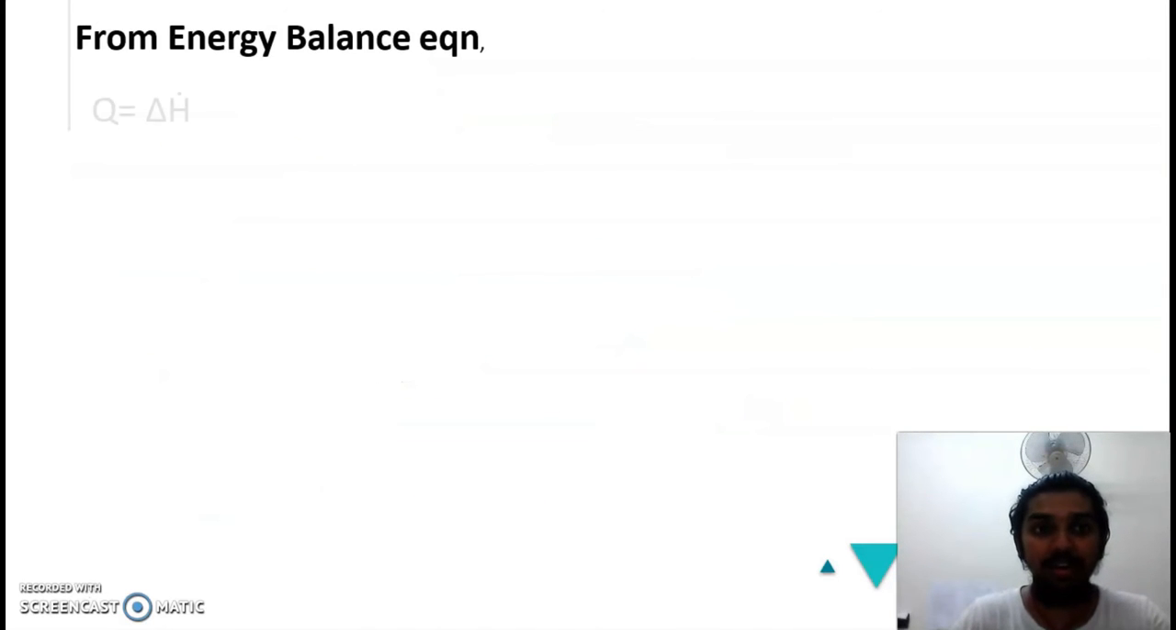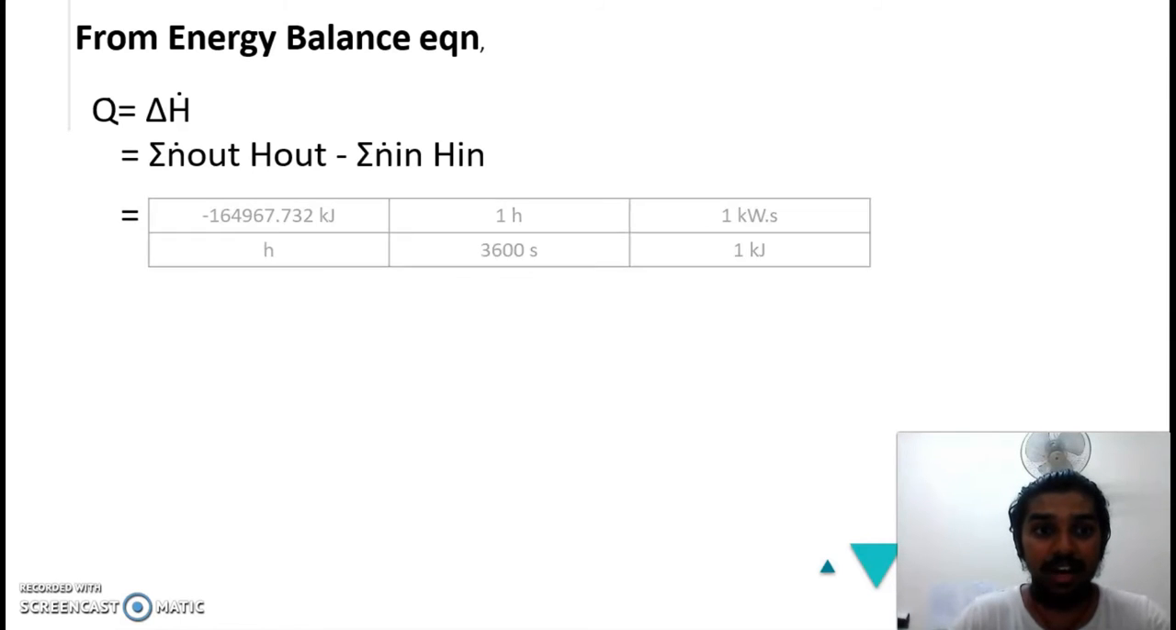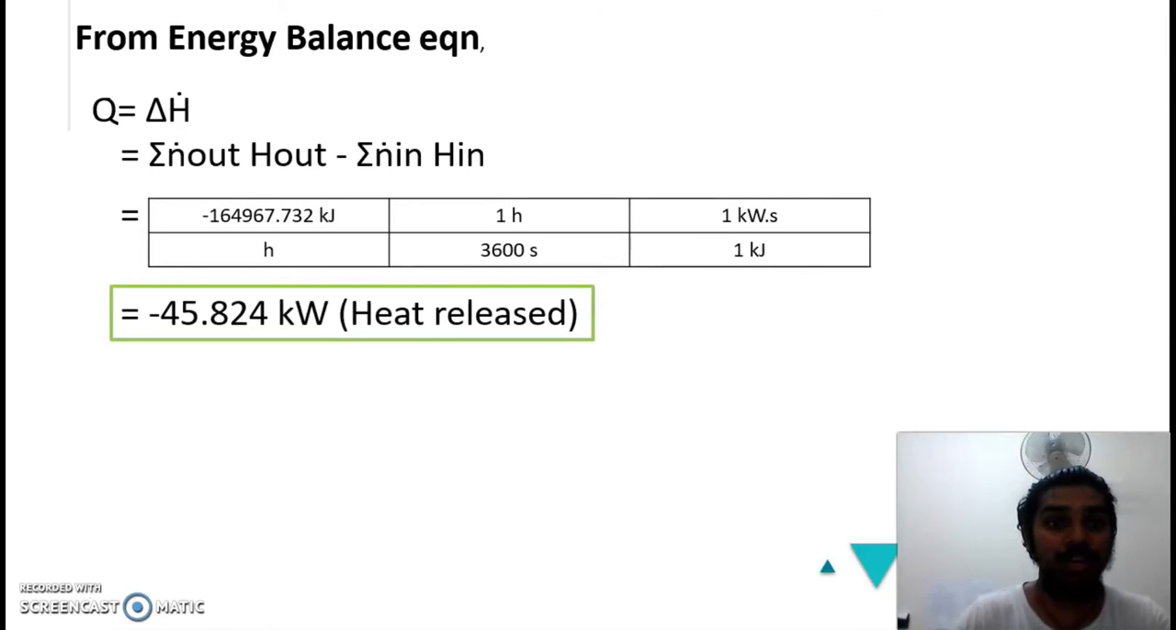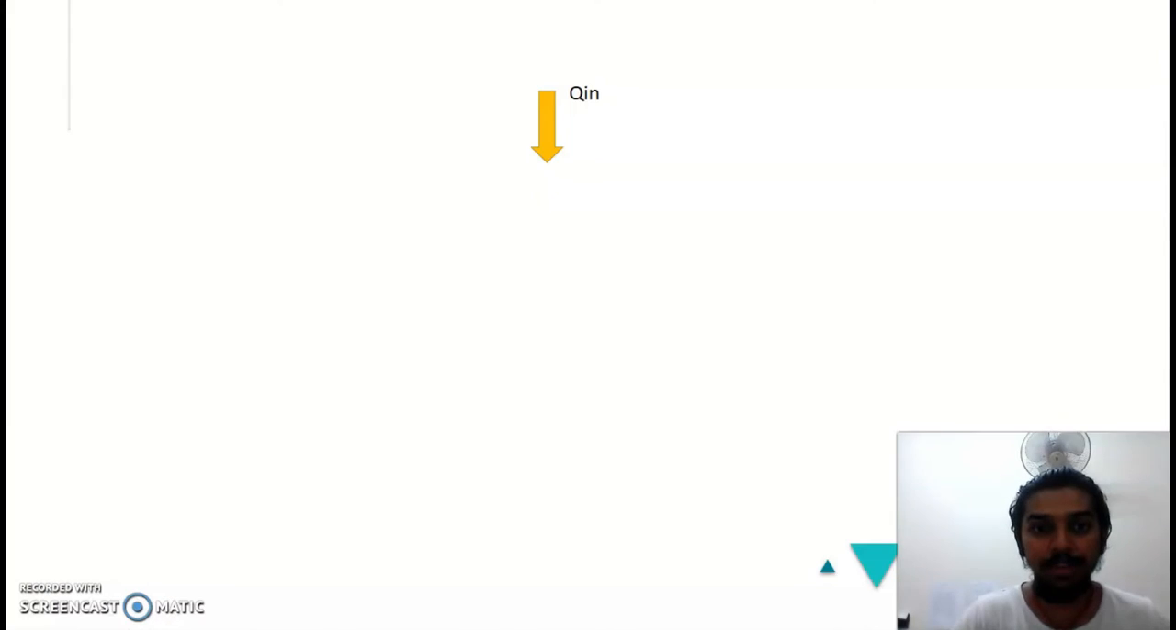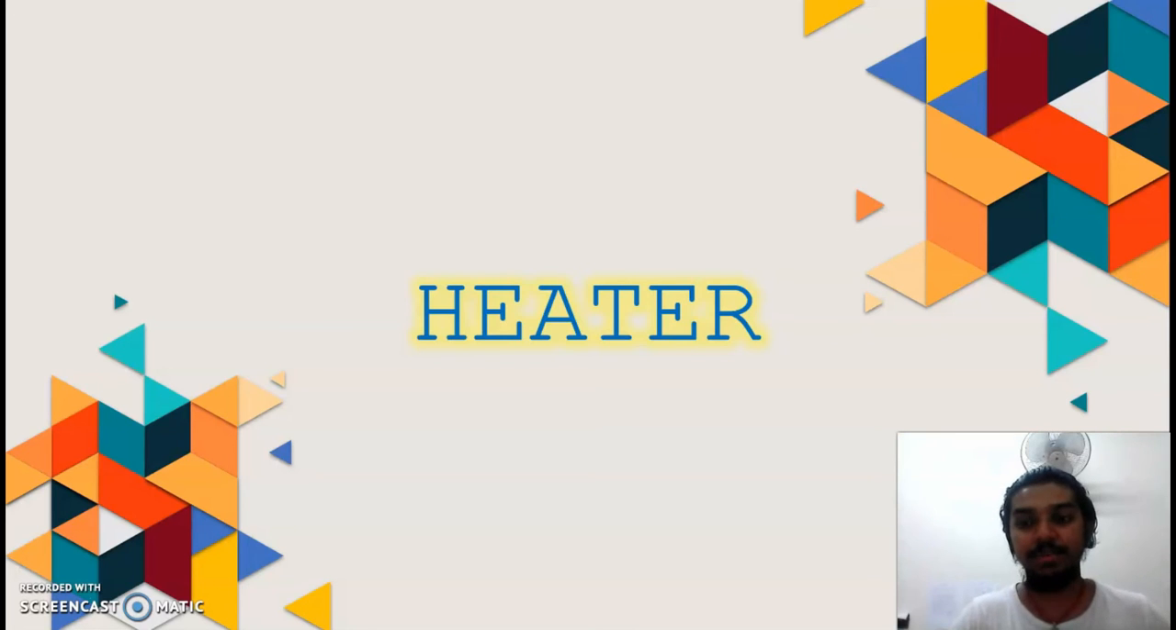And finally, from the derived energy balance equation, we are able to find the amount of heat released by using the N out H out minus N in H in formula. That is negative 45.824 kilowatt heat. That means heat is released at mixer. Next, for heater. When there is a heater, we must know that the heat is added.